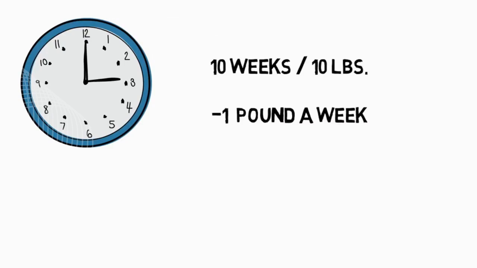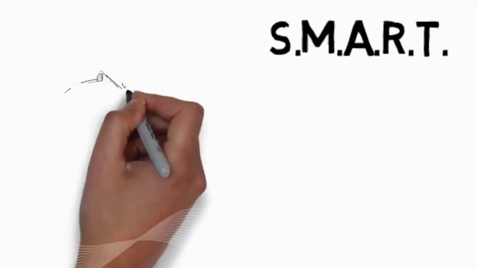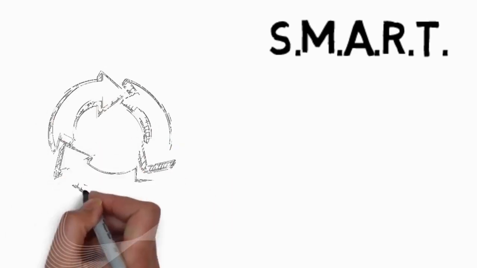Simply by including an element of time, we can now calculate how much we should be losing each week. And if after 5 weeks we have only lost 1 pound, we can revisit our action plan.